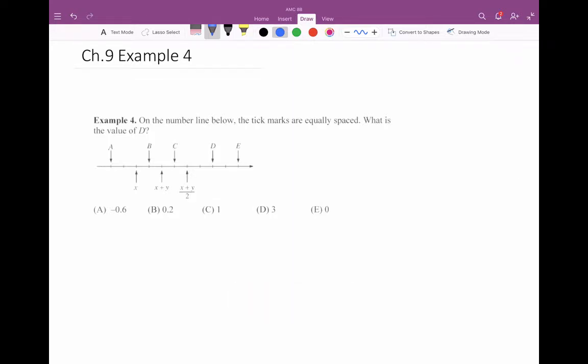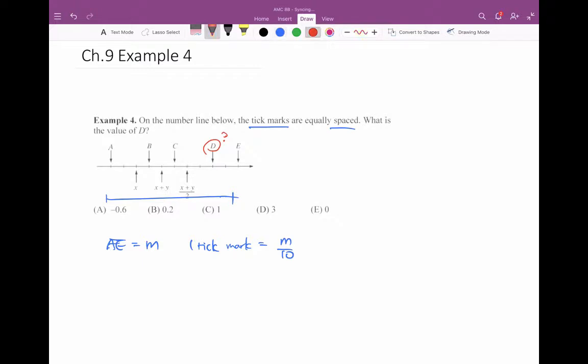On the number line below, the tick marks are equally spaced. What's the value of B? Let's assume the length AE is m, and one tick mark would represent m over 10 because there are 10 tick marks between A and E. So 1, 2, 3, 4, 5, 6, 7, 8, 9, 10.